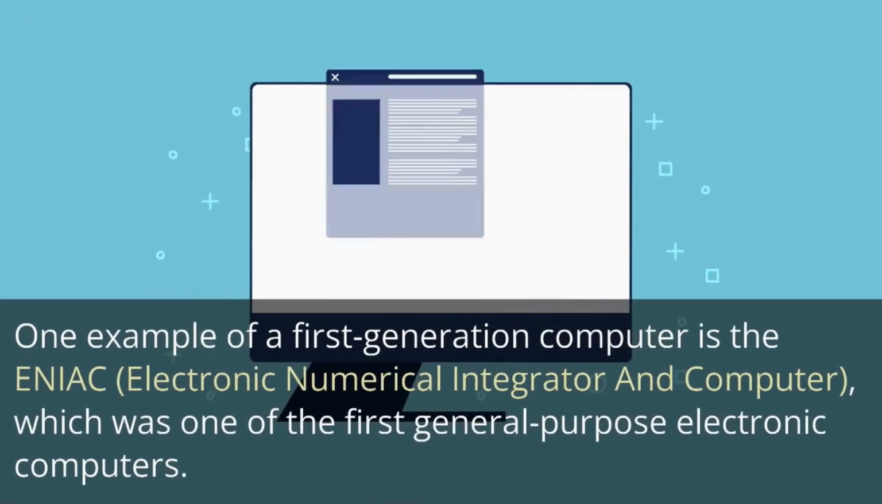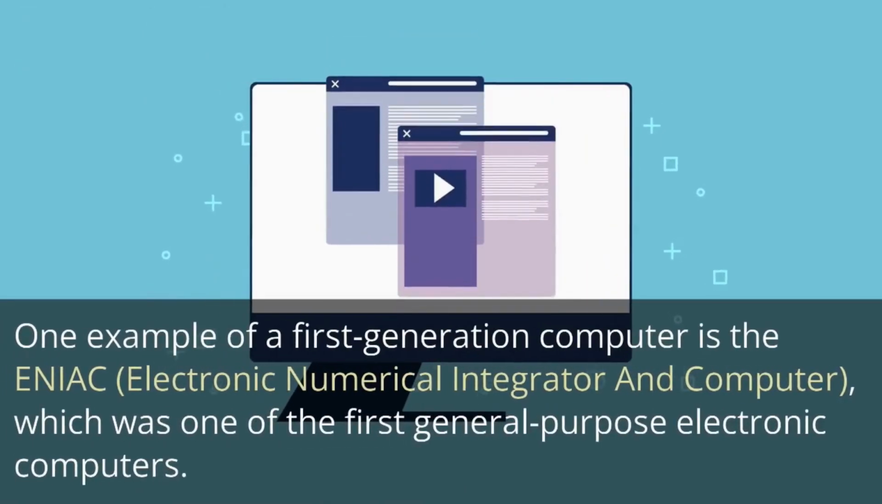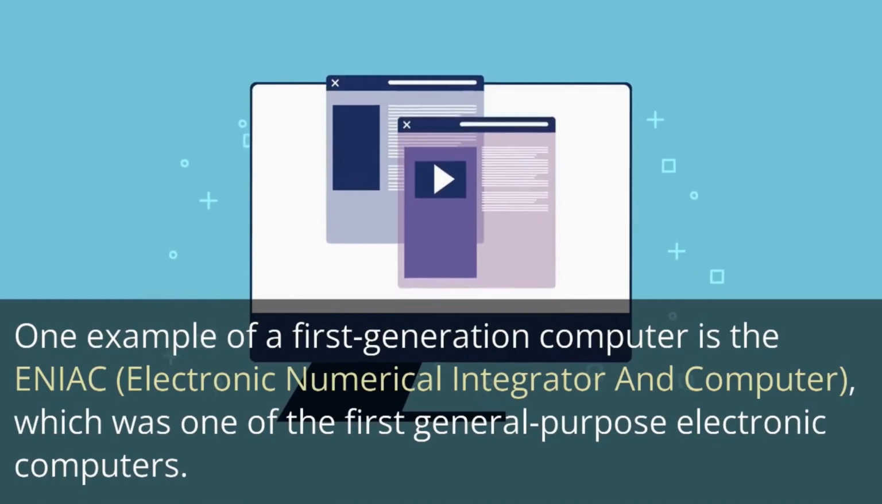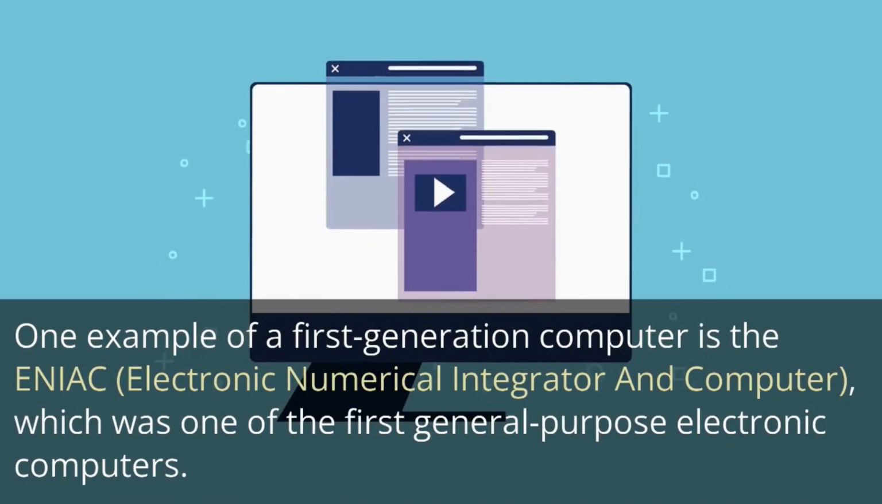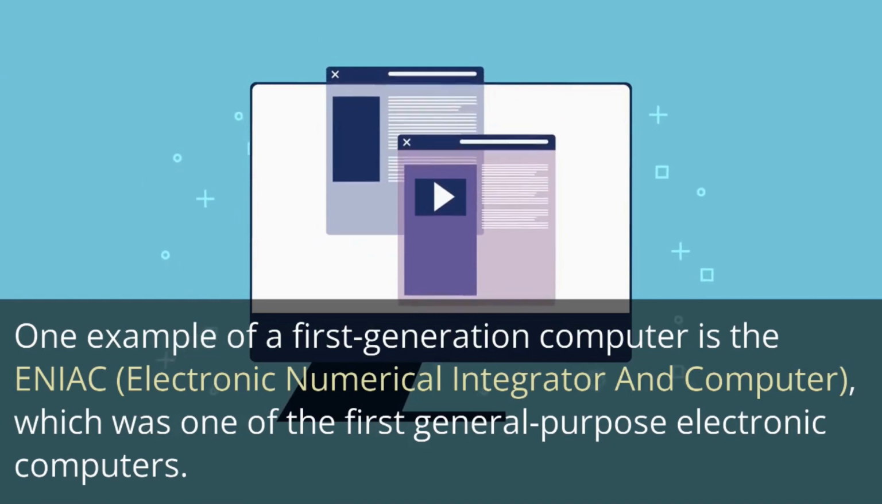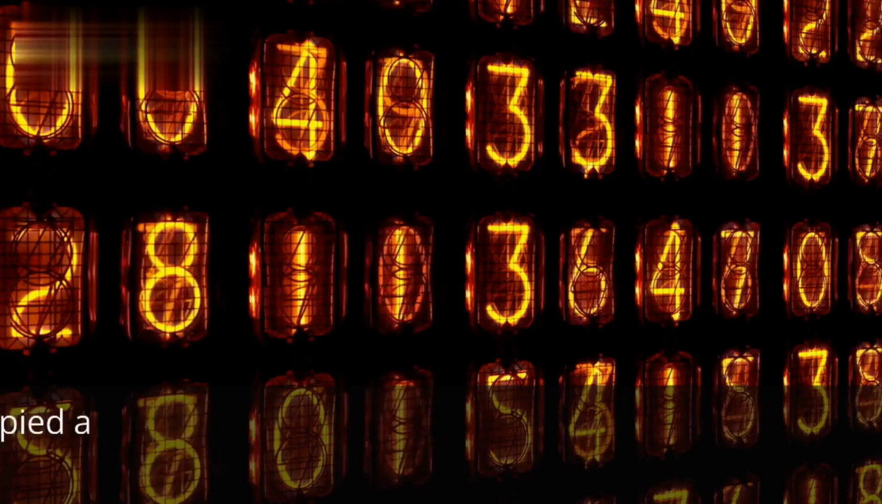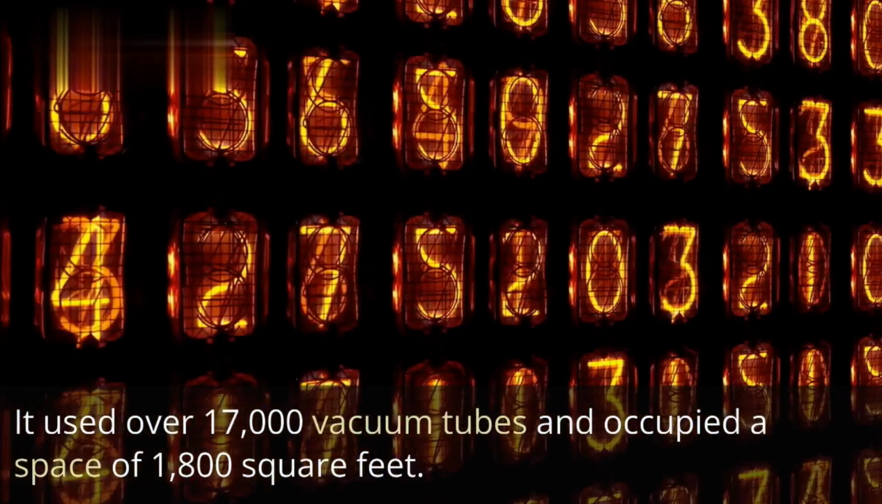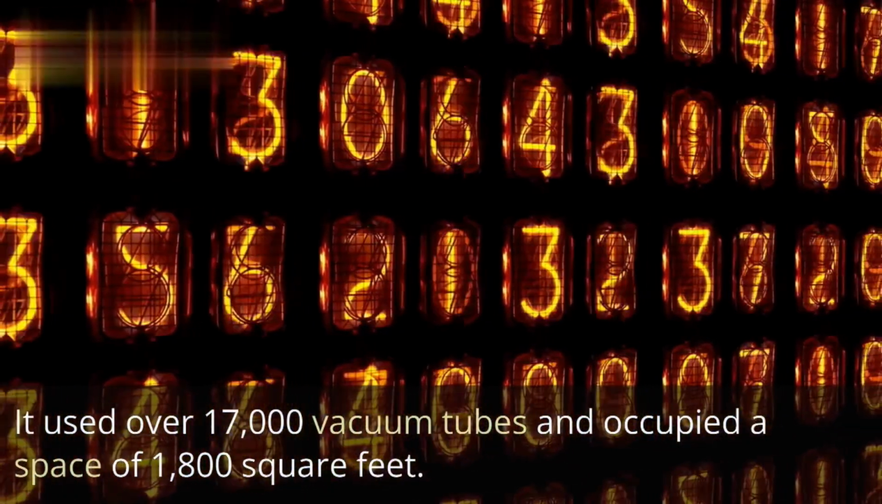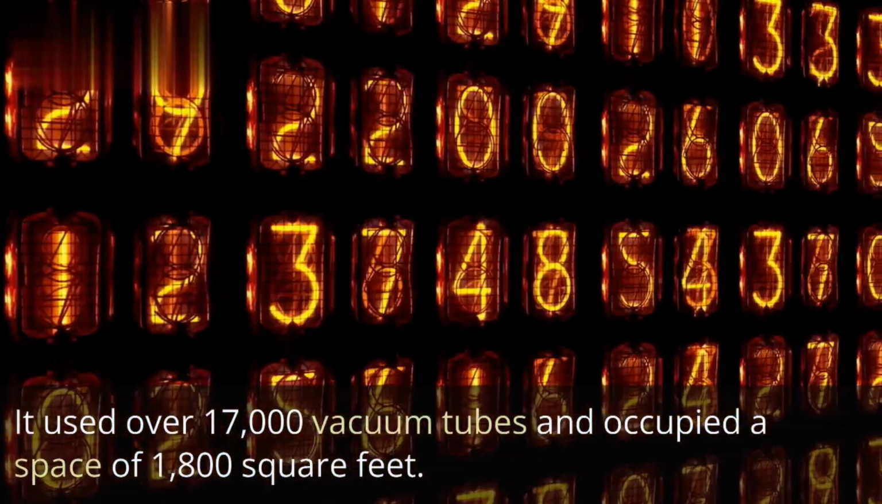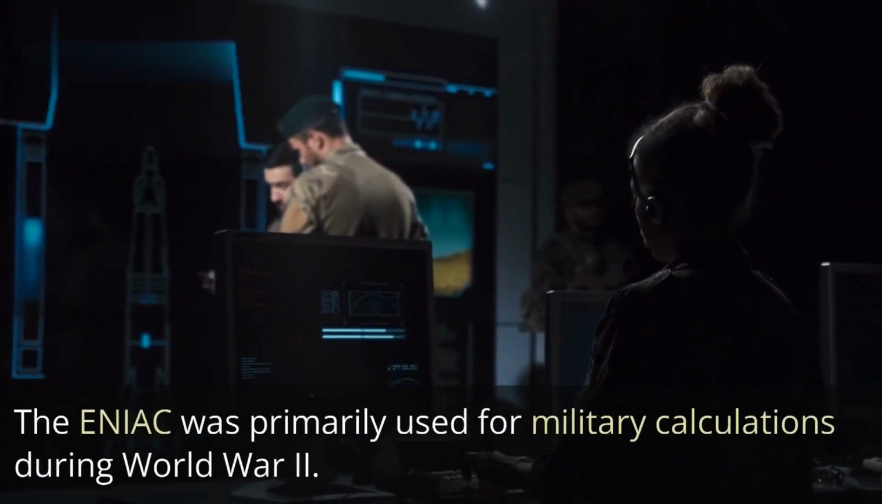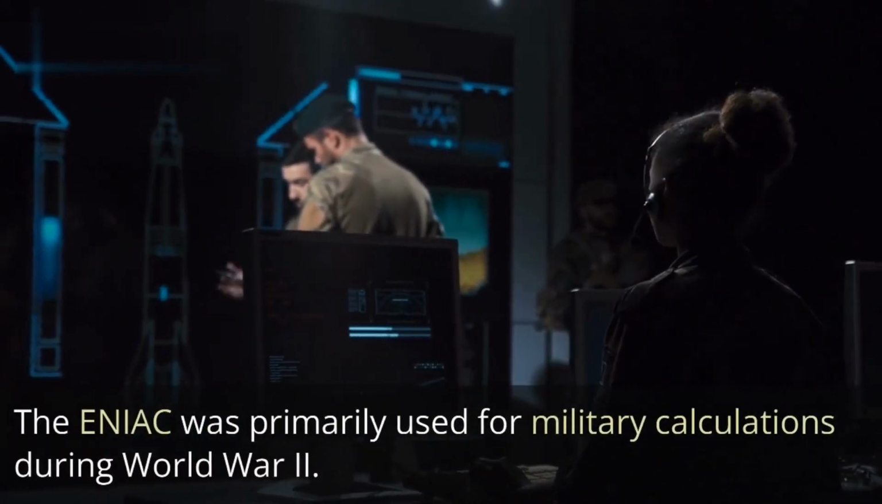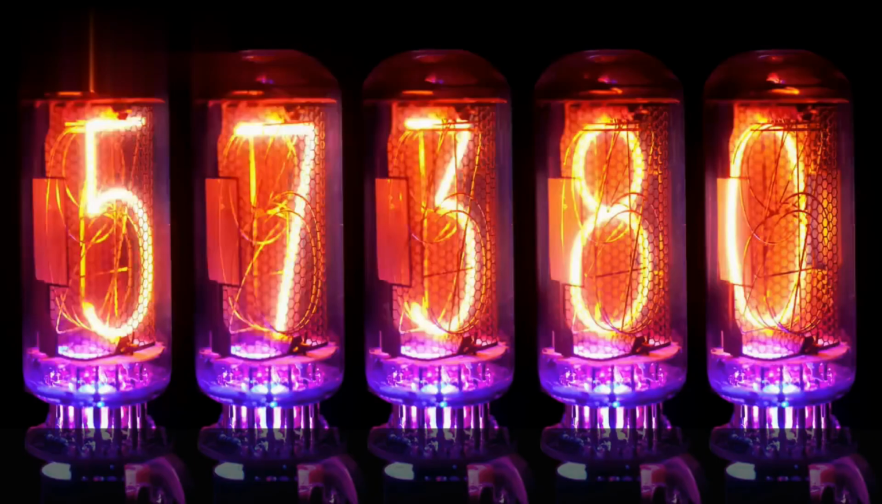One example of a first-generation computer is the ENIAC, Electronic Numerical Integrator and Computer, which was one of the first general-purpose electronic computers. It used over 17,000 vacuum tubes and occupied a space of 1,800 square feet. The ENIAC was primarily used for military calculations during World War II.